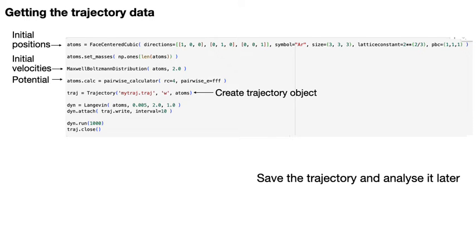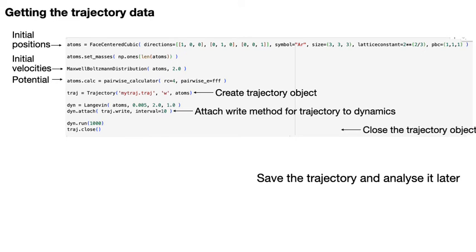Once you've created the trajectory, you then attach the write method of the trajectory object to the dynamics using the dyn.attach command that we learned earlier. Lastly, you close the trajectory object at the end of the simulation, as shown here.